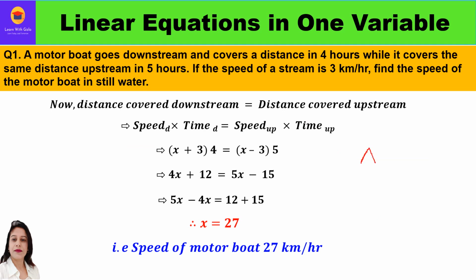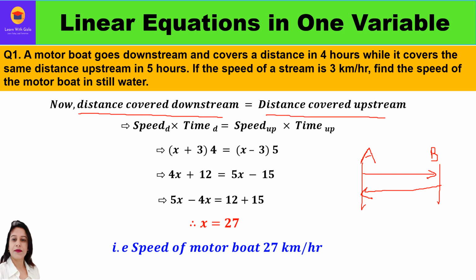Now the distance between town A and town B is same. Whether you go downstream or you come upstream, the distance remains the same, right? So we can say the distance covered downstream is equal to distance covered upstream, because we have to form an equation now. Now distance is speed into time is equal to speed into time. On left hand side we will talk about downstream, and on right hand side we shall talk about upstream. Now downstream speed is x plus 3, time is 4, so x plus 3 into 4.